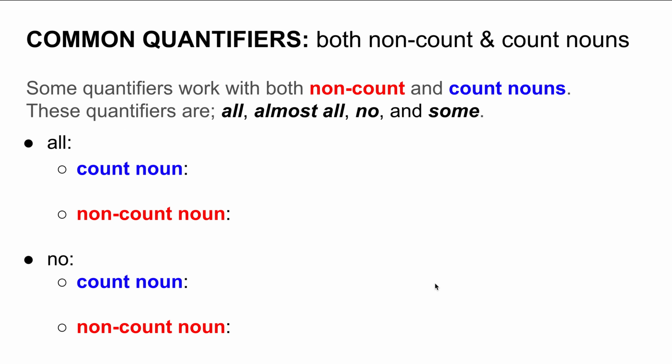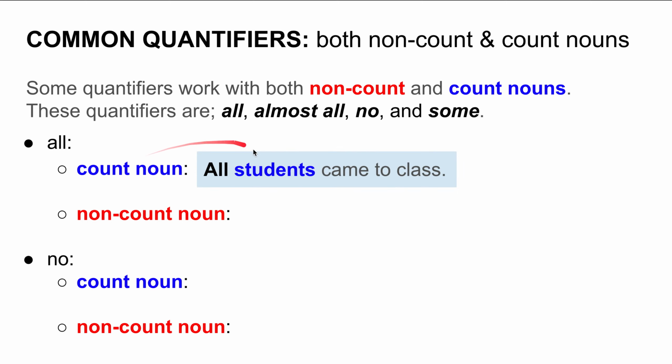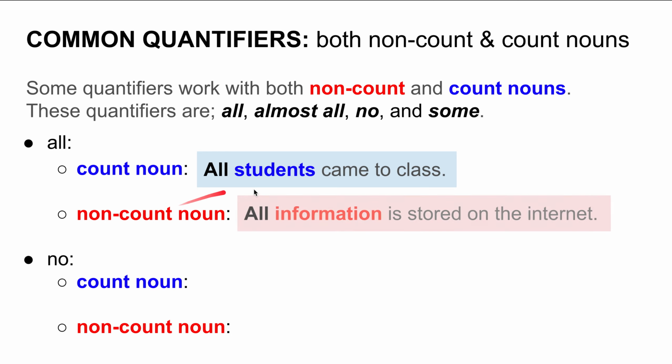Some quantifiers work with both non-count and count nouns. And these quantifiers are all, almost all, no, and some. Let's look at examples of count nouns and non-count nouns working with all, starting with count nouns. All students came to class. Okay. Looking at non-count nouns. All information is stored on the internet.